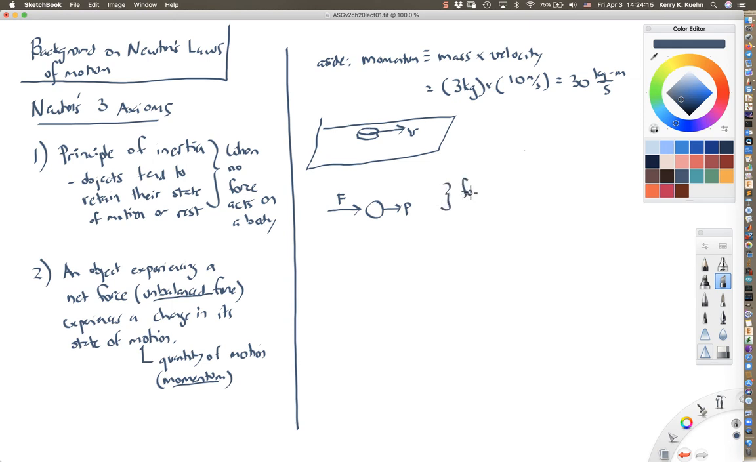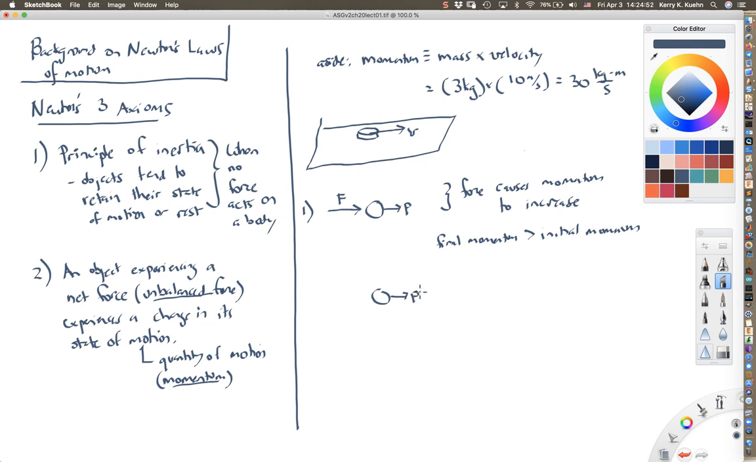So the force causes the momentum to increase, right? There's going to be a change in momentum. The final momentum after the force is applied is going to be bigger than the initial momentum. That would be case 1.